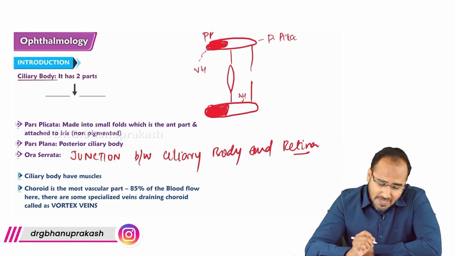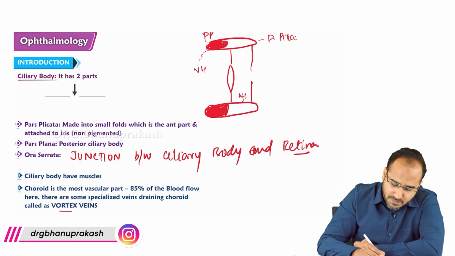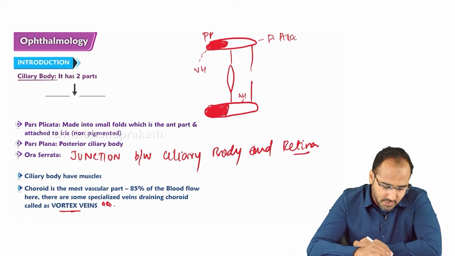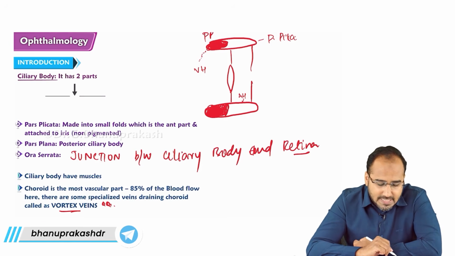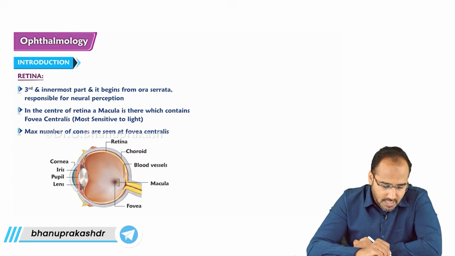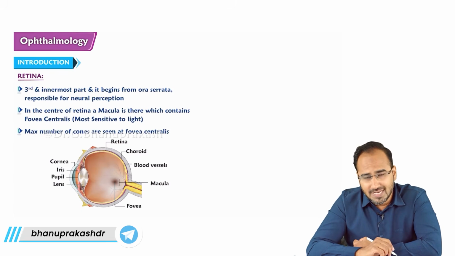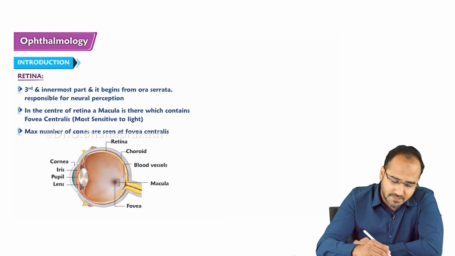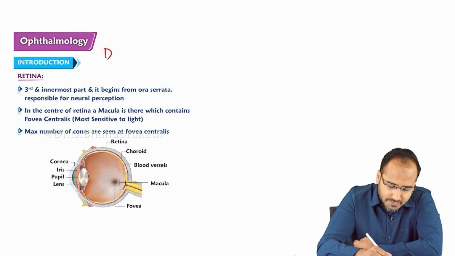And I told you 85% of the blood circulation occurs in the choroid by special veins, which are called vortex veins. Okay. This is regarding choroid, right? Coming to the next structure, which is the innermost structure of the eye, called retina. Once again, guys, for retina, first we need to know the derivation of retina.